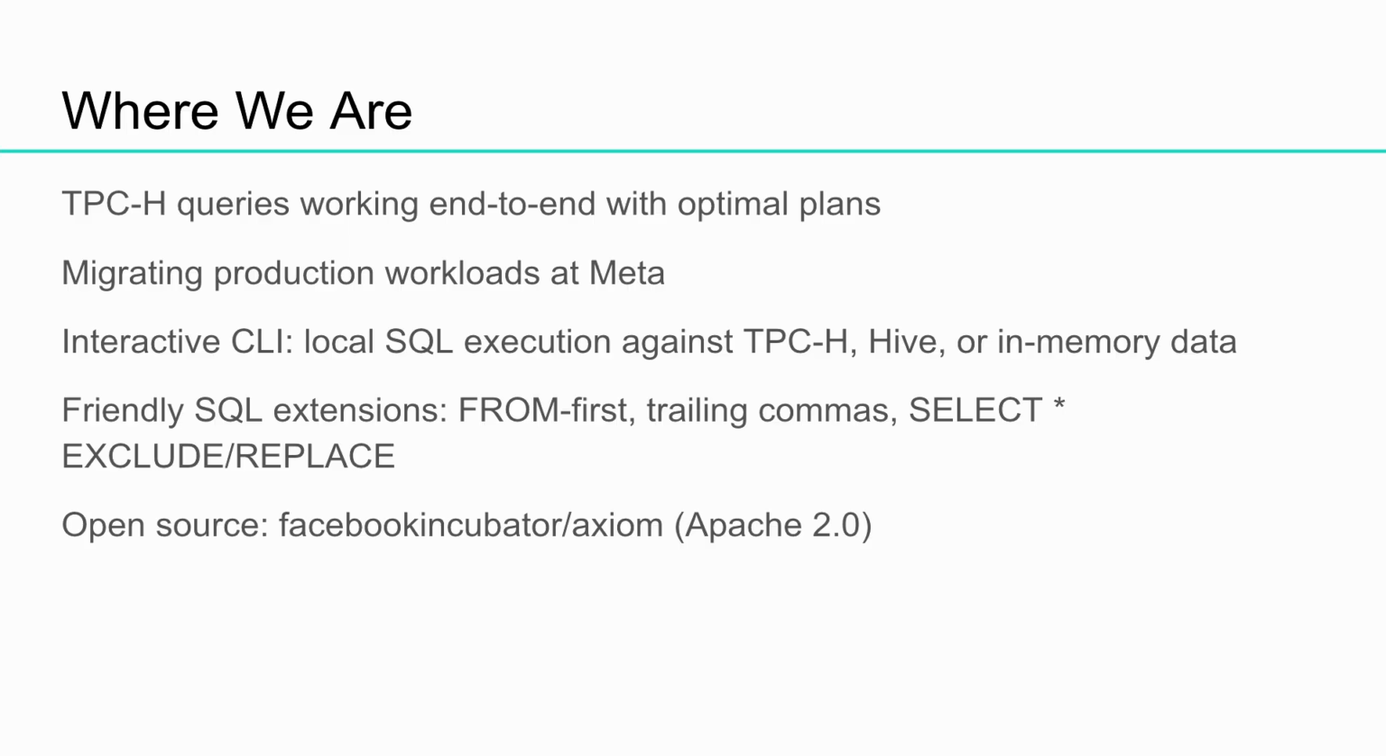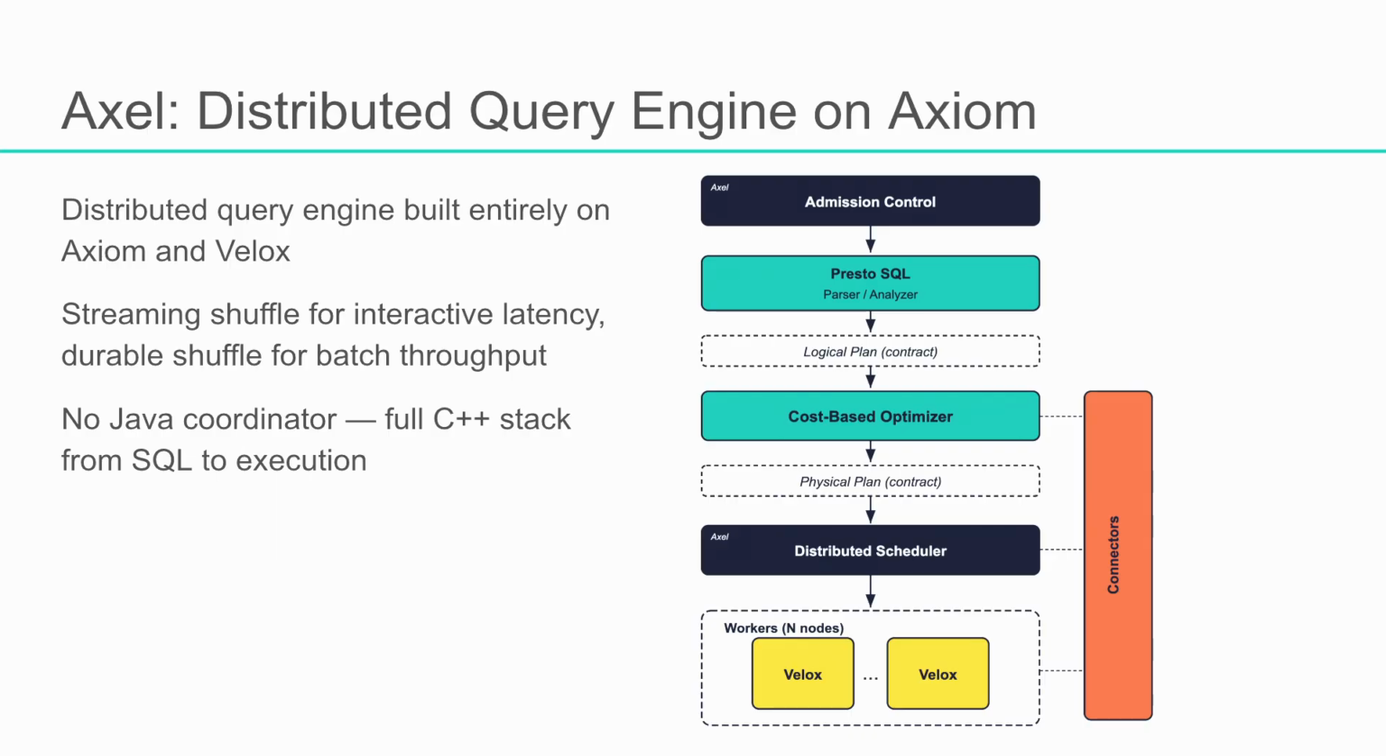That's Axiom's foundation. Let me show you how it extends to distributed execution. Axel is a distributed query engine built entirely on C++, on Axiom and Velox. It reuses everything I just described, the parser, the optimizer, the connectors, and adds the pieces we need for distributed execution. Admission control at the entry point, a distributed scheduler, and Velox workers.